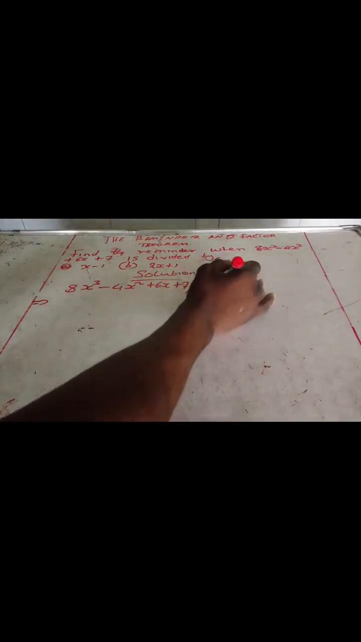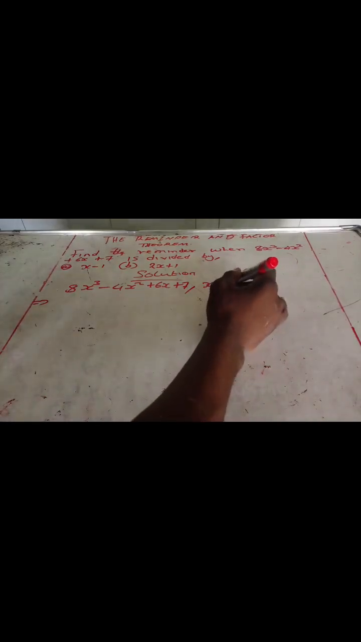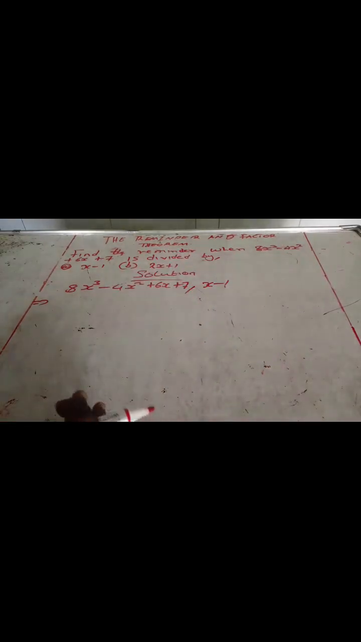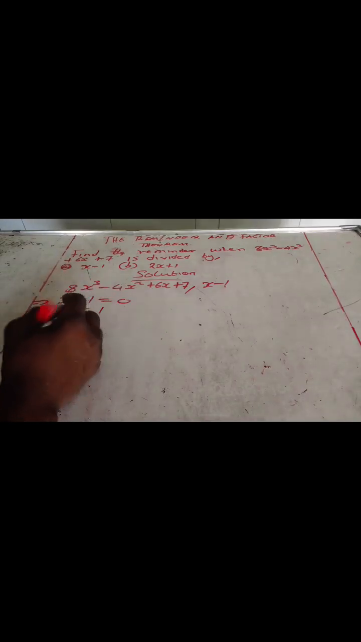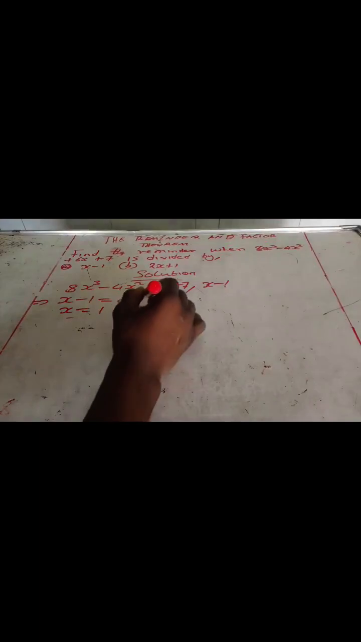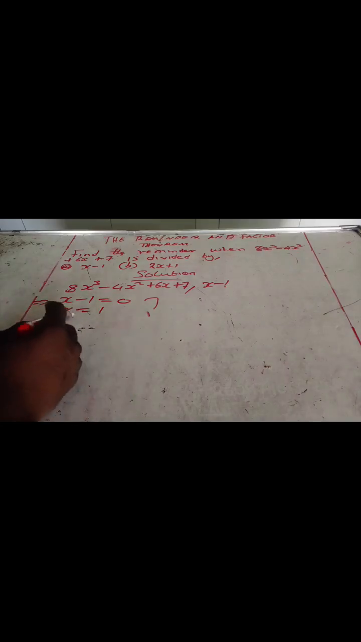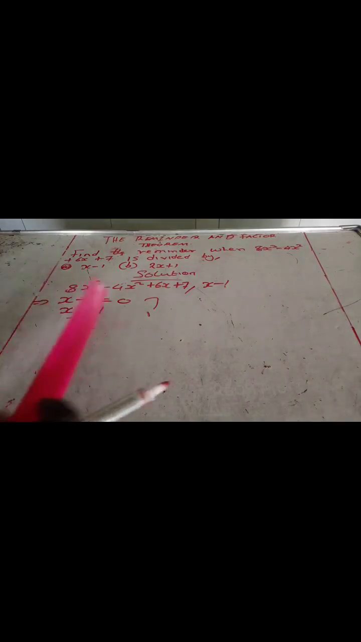When you want to find the value of x, we need to equate this divisor to 0 so that we find the value of x. So x minus 1 is equal to 0. So x is equal to 1. So this is the value of x, and we have been told that when this value of x is substituted in this polynomial, it leaves a certain remainder which we don't know. So by finding the value of x, we're now going to replace it into this polynomial given so that we find the remainder which we have been told to find.